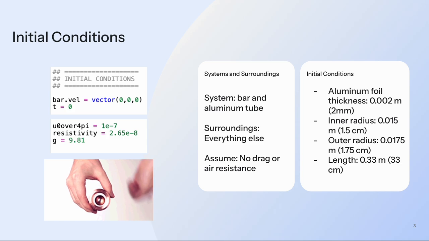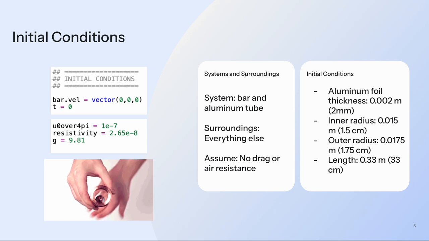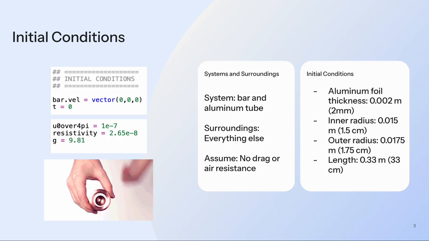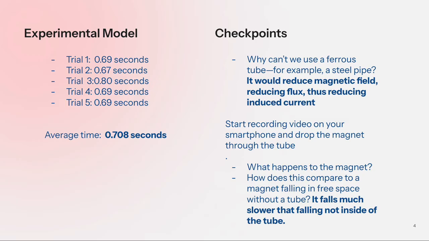For the initial conditions, the ones I used for the computational model are on the left. For the systems, I set it to be the bar and the aluminum tube, where the surroundings were everything else. Then we also assumed that there was no drag or air resistance, as well as no other magnetic or external electric forces. And then the thicknesses of the tubes, as well as the radiuses and the lengths, are shown on the right. For the experimental model, we did 5 different trials where we recorded the time it would take the bar magnet to fall through the aluminum tube, and this was my average time.